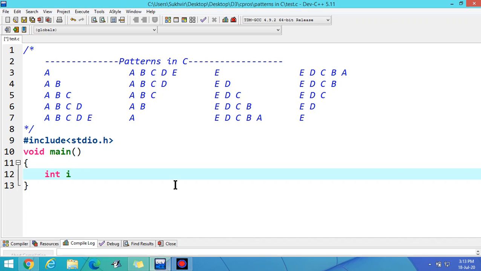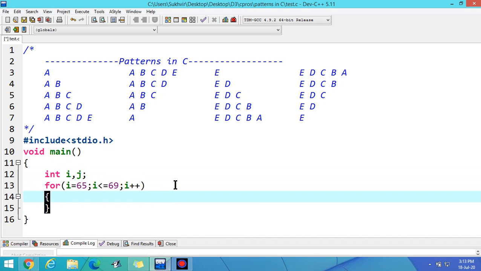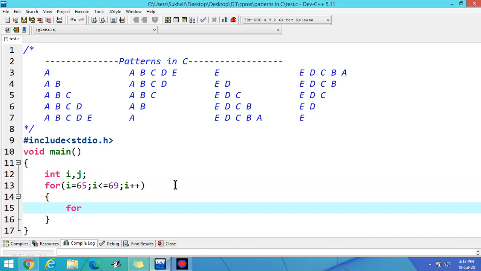Suppose I print int i, j, these are the initializing values. Two values are required basically. Now for i is equal to 65, this is the ASCII value of capital A. i less than equal to 69, i plus plus. Then the second value for j is equal to 65, j less than equal to i and j plus plus.